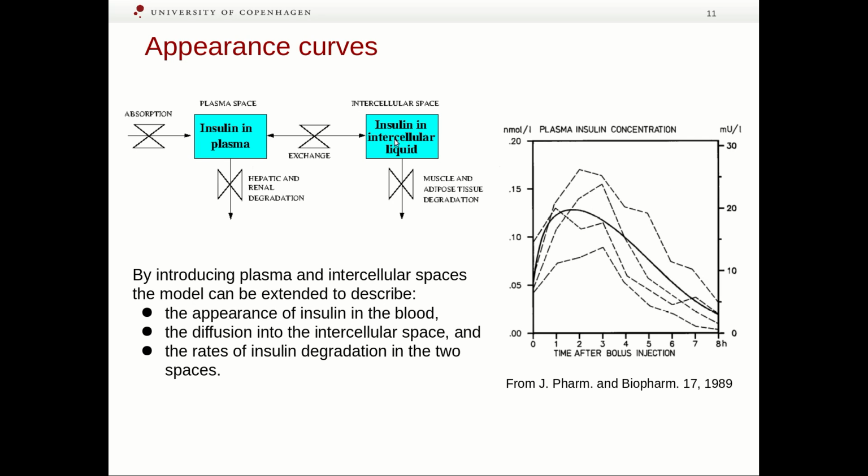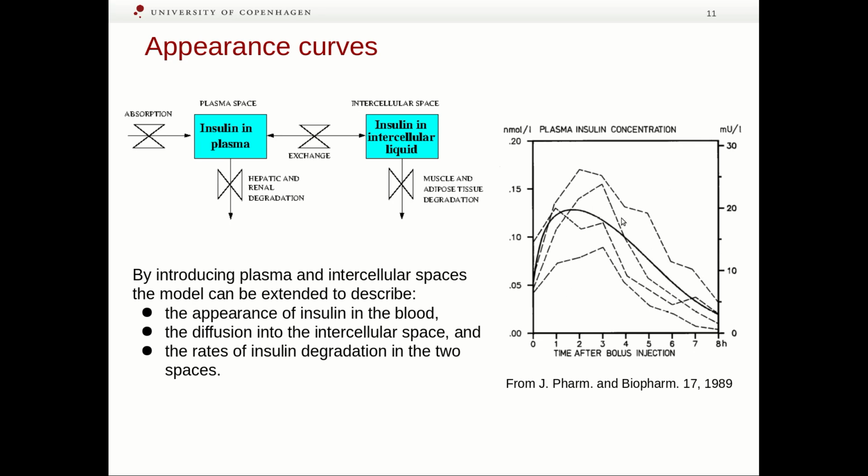The lifetime of insulin in the intercellular liquid is sufficiently longer, and the result is that it doesn't influence the overall lifetime much. So with these two additions, we can calculate the appearance curve from the absorption curve, and we can now compare the appearance curve with experimental results here.